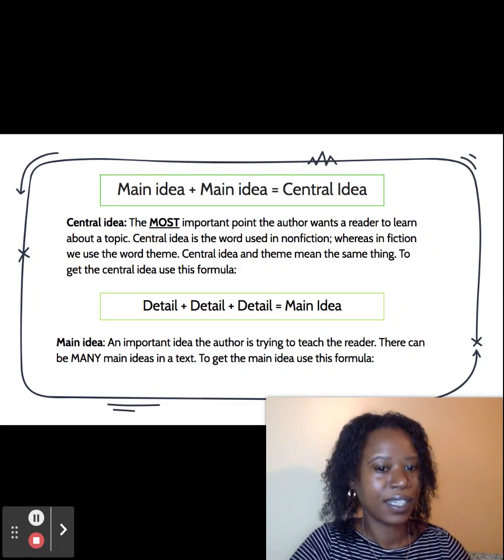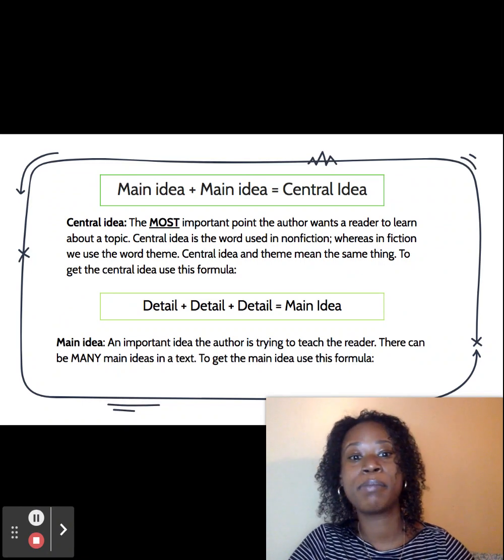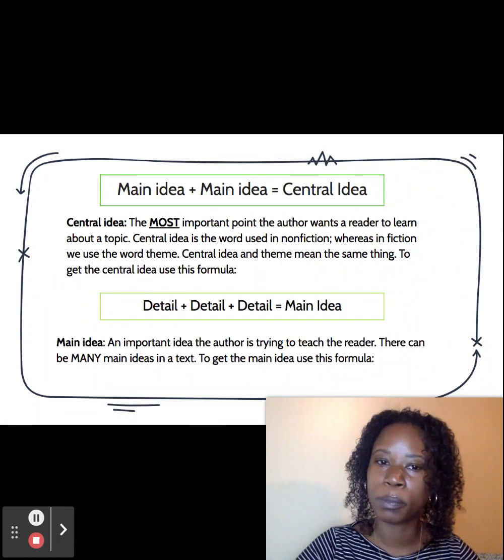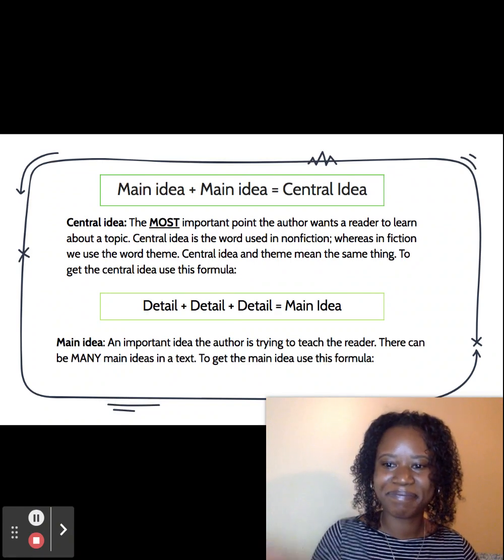Main idea is an important idea the author is trying to teach the reader. There can be many main ideas in a text. To get the main idea, use this formula. Detail, detail, detail equal main idea.